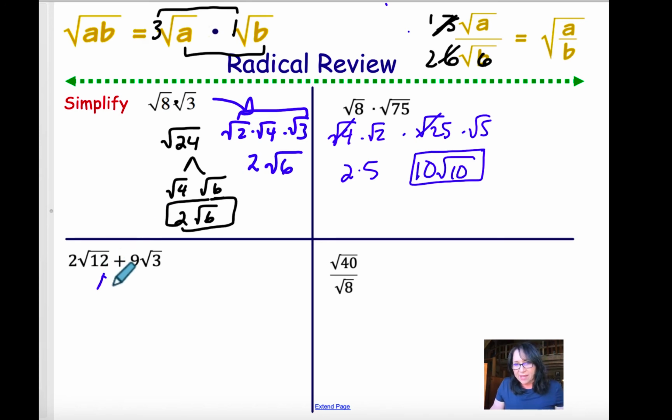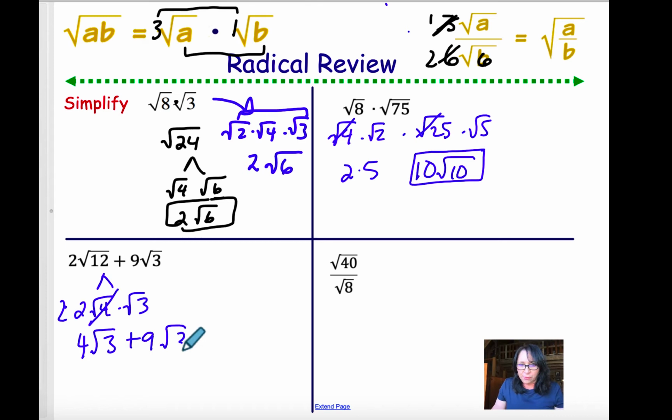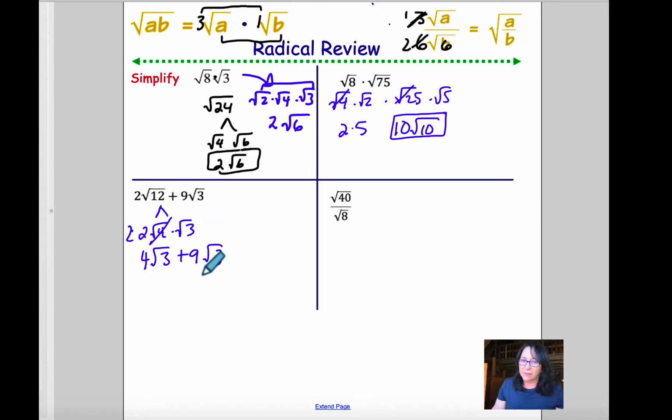So for example, I'm going to take root 12 and break that down. So I've got 2 root 4 times root 3. Well, root 4 is 2, so that 2 is going to come out to the front. Now I have 4 times root 3. Now I can actually add that to 9 root 3 because my roots are the same. So 9 plus 4 is 13, and my answer is going to be 13 root 3.